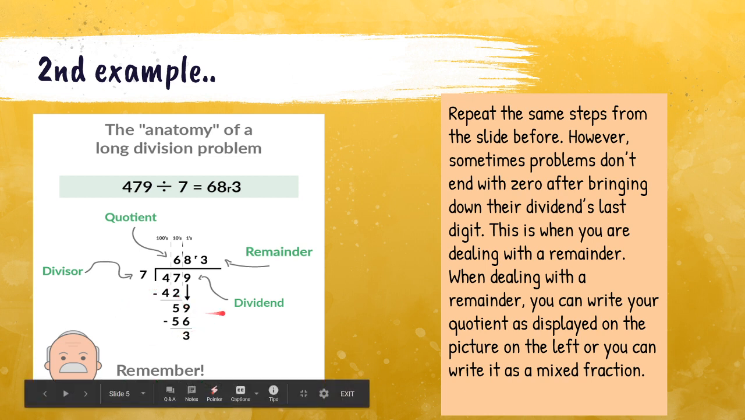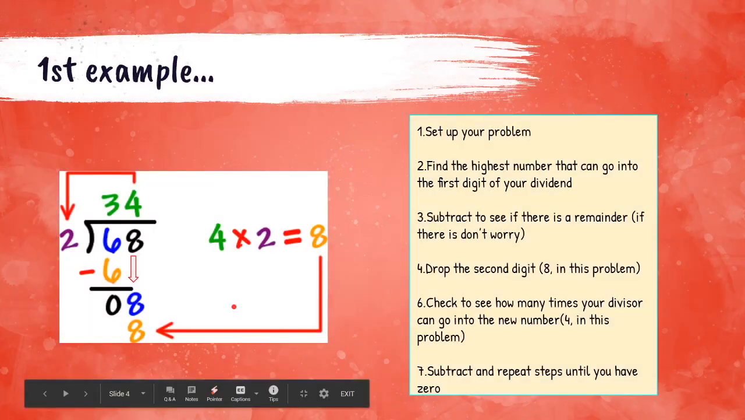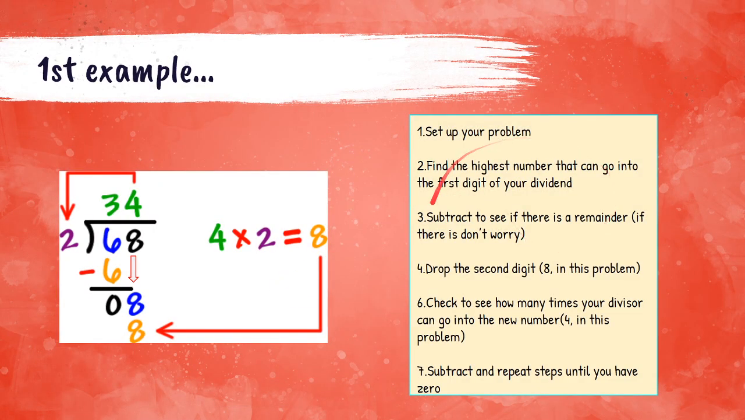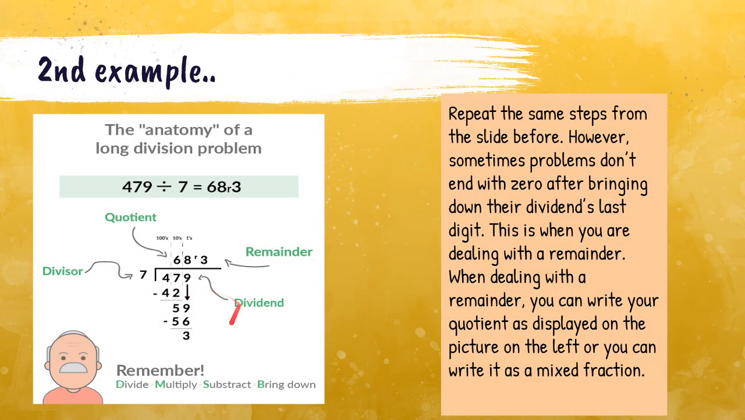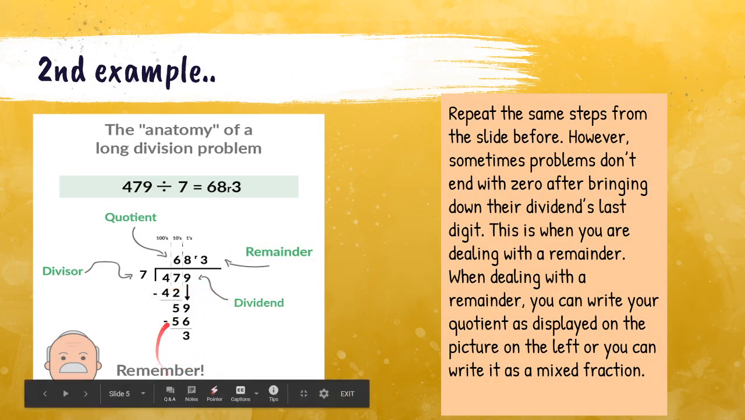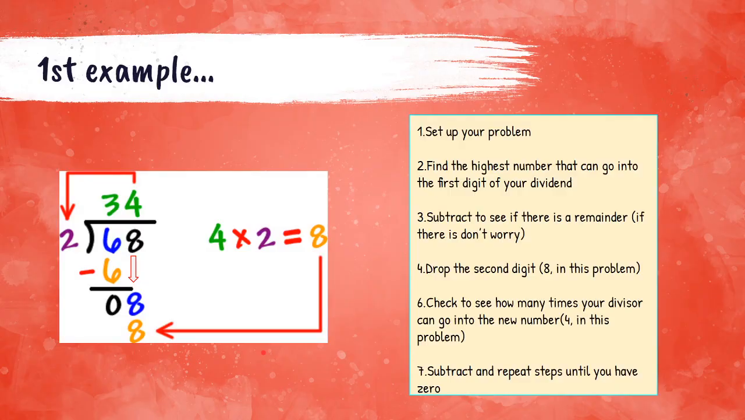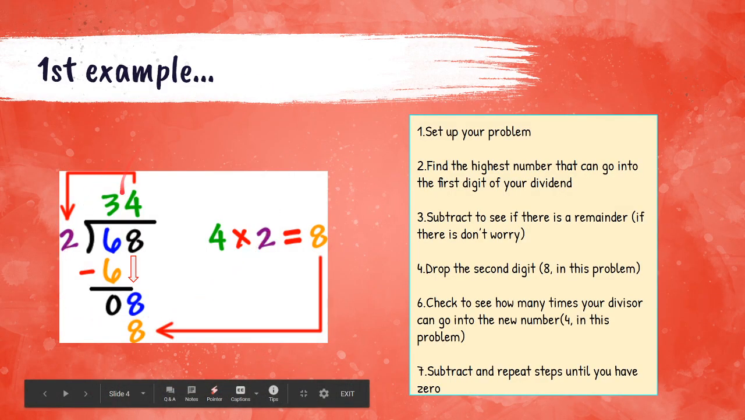Okay, so then I have 59. So 7 times what is the highest number that can go into 59? In this case, it's 8. 7 times 8 is 56. I'm going to drop that number there, subtract, and I have 3. So now, if I'm going to repeat my step, I have nothing else to bring down, and I still have a remainder. That's a problem where there is a remainder, whereas the previous problem was evenly distributed.